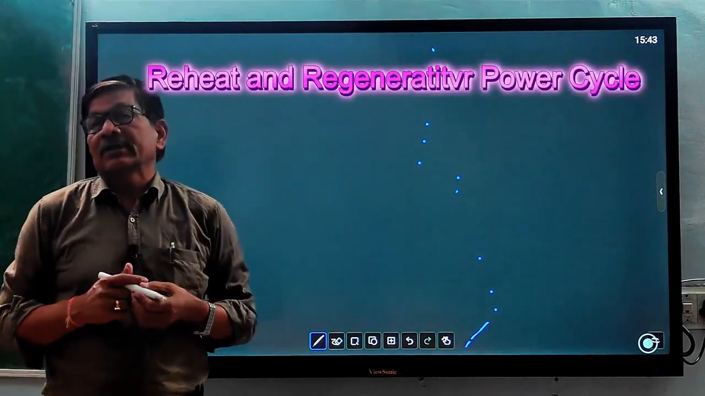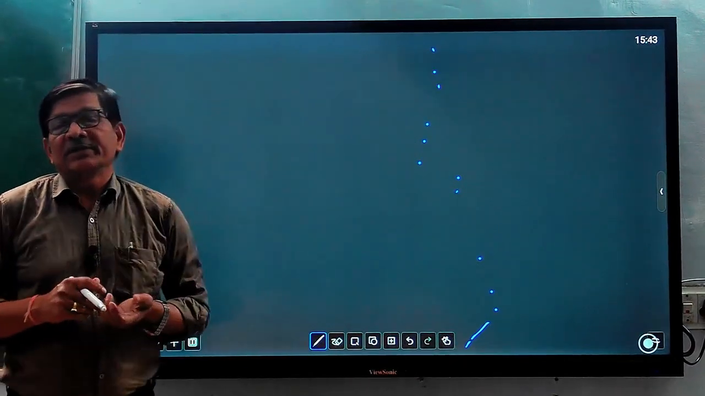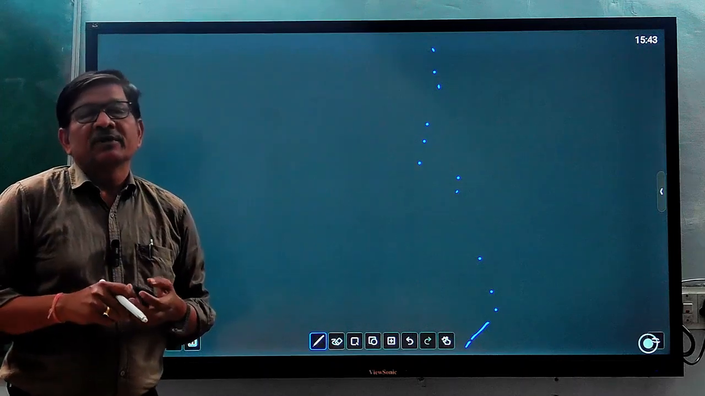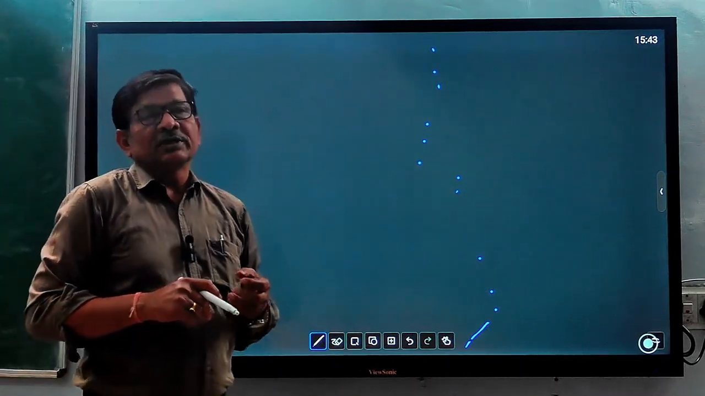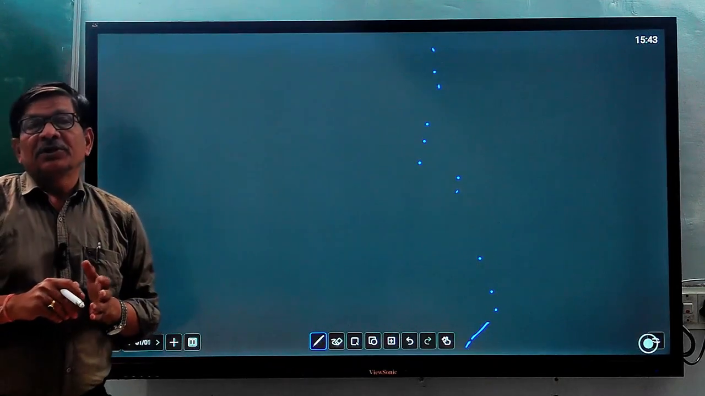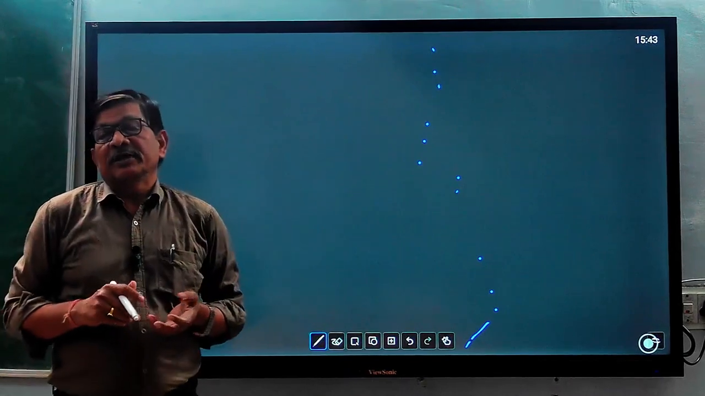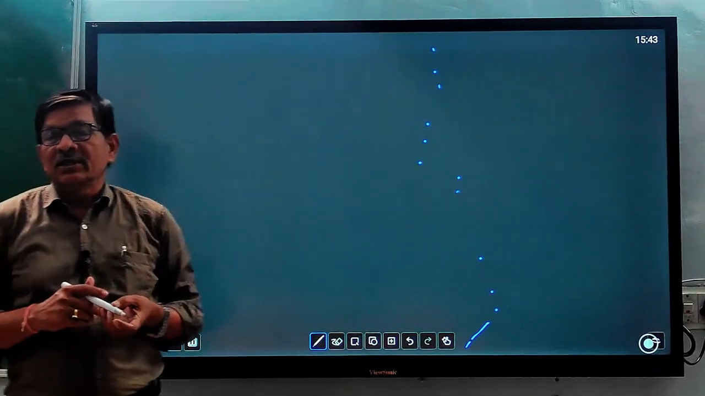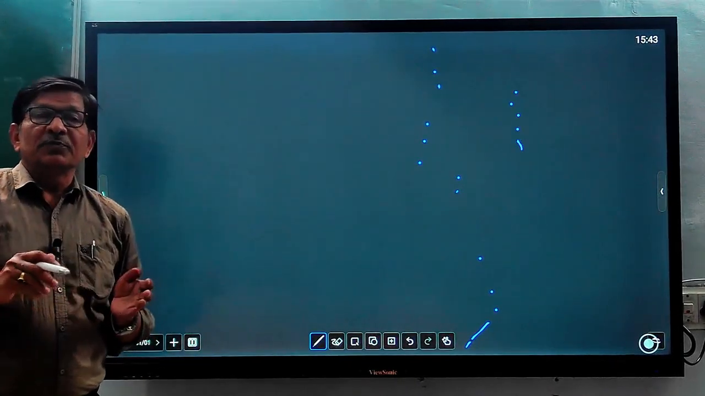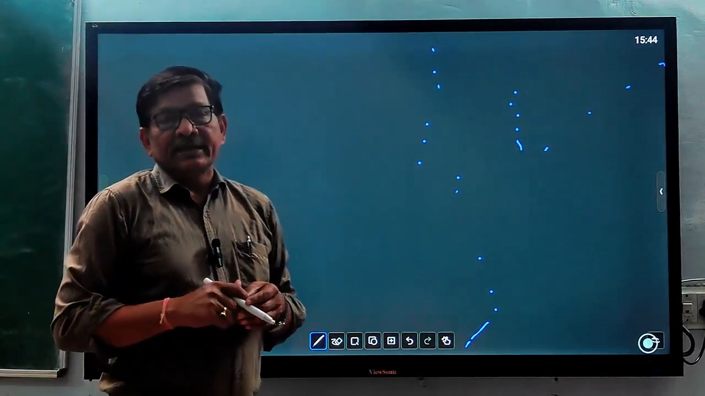Today we are going to discuss how to increase the mean temperature and overall performance of a thermal power plant using the Rankine cycle, by using the combined features of reheat and regenerative cycle. In our previous classes, we have seen that by using a reheat or regenerative cycle individually, we can enhance the mean temperature of heat addition of the Rankine cycle.